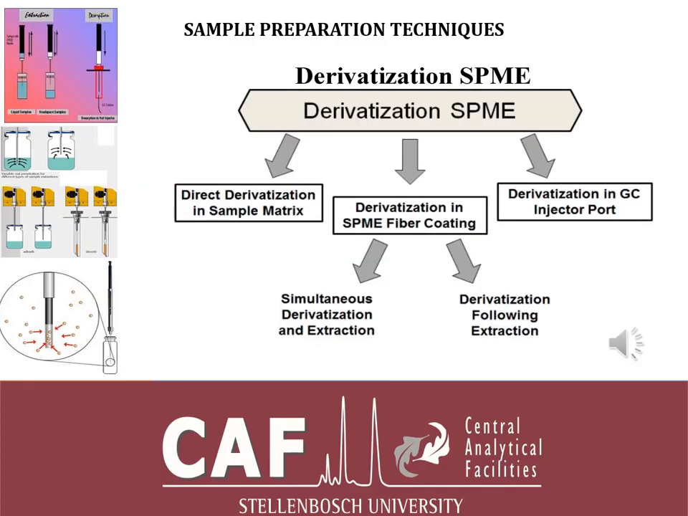As mentioned earlier when I was introducing the SPME, one can do derivatization. You can do direct derivatization in the sample matrix, derivatization in the SPME fiber coating, or derivatization in the GC injection port. Direct derivatization in the sample means that the fiber goes inside the liquid phase where there's a derivatizing agent, and then the derivatized compounds get absorbed on the fiber, and then you retrieve it and inject it on the GC.